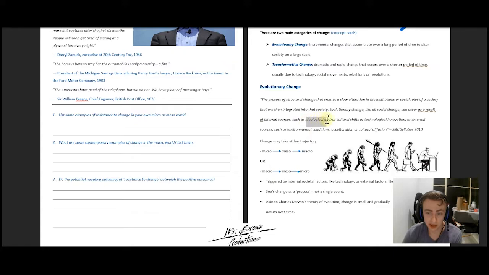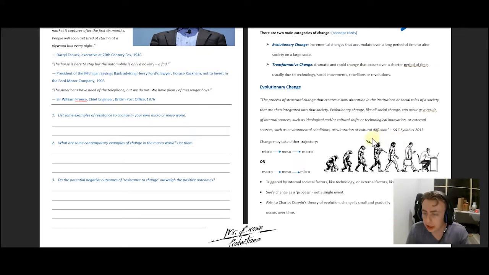So it can either be an ideological or cultural shift, for example, women's rights movements, or technological innovation or other external resources such as environmental conditions, acculturation, or cultural diffusion. So when we're looking at external sources, we're looking at things that are happening outside of those immediate social institutions. Looking at something like environmental conditions being the external sources, acculturation or cultural diffusion.